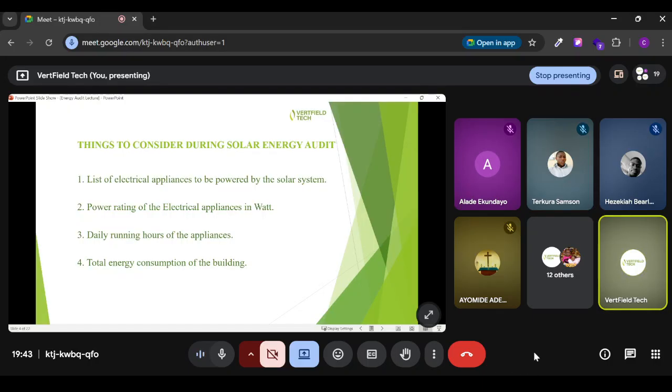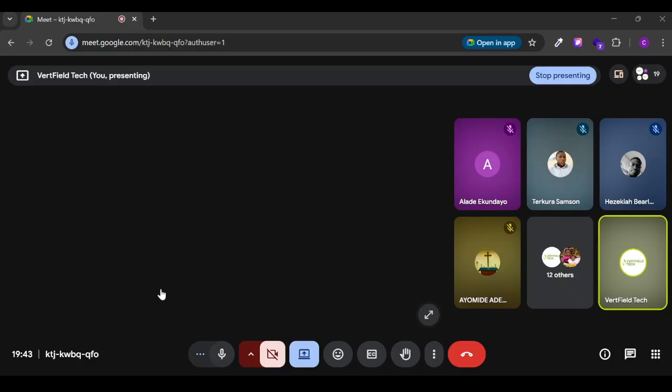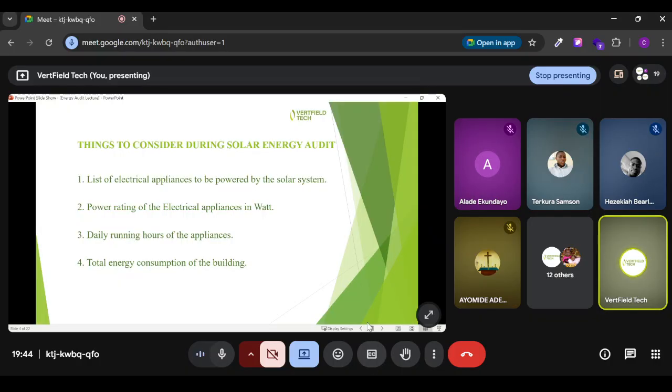Things to consider during solar energy audit. There are various things you actually need to consider when you are running a solar energy audit. One, list of electrical appliances to be powered by the solar system; the power rating of the electrical appliances in watts; daily running hours of the appliances; and total energy consumption of the building. These four criteria or parameters are what you need to pay attention to. They should be your key focus for any form of energy audit you intend to carry out on any particular facility.